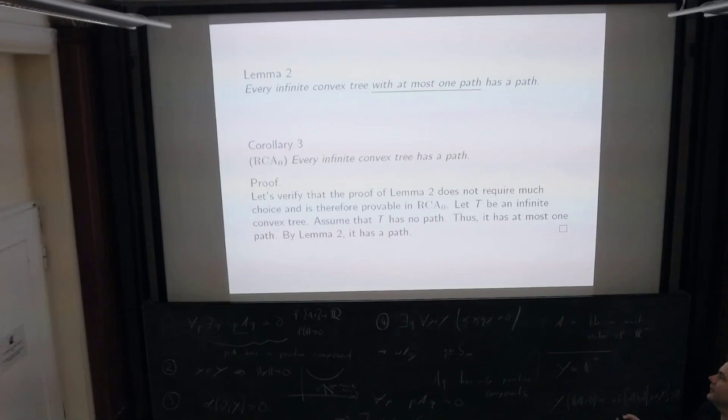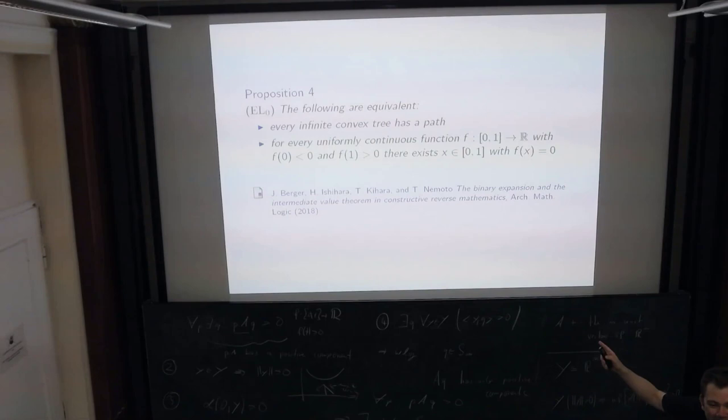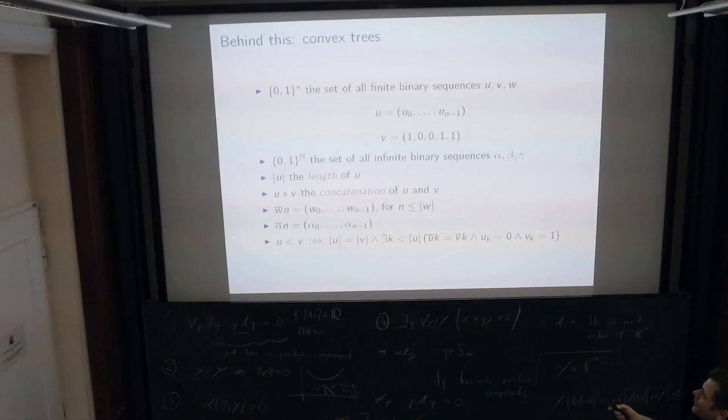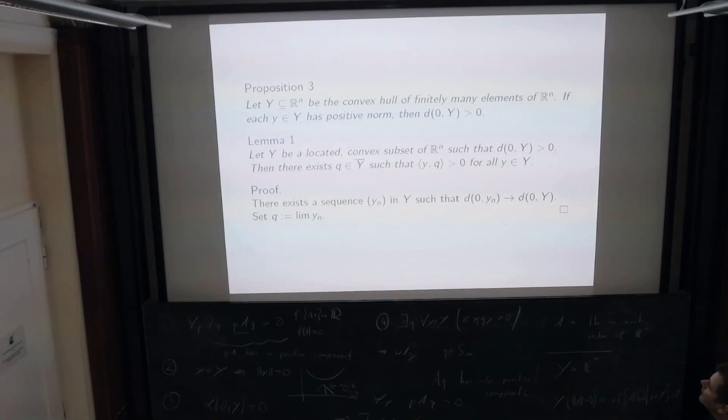Right, okay, at the bottom. This line is Lemma 1. You have a sequence where the distance goes to the distance from 0 to y, but how do you know the limit exists? That's a good question. I think you have to use the uniform convexity theorem in Euclidean space. Okay.